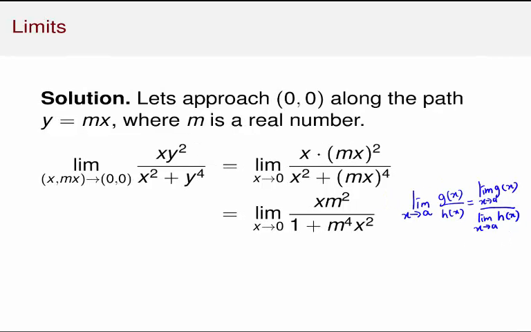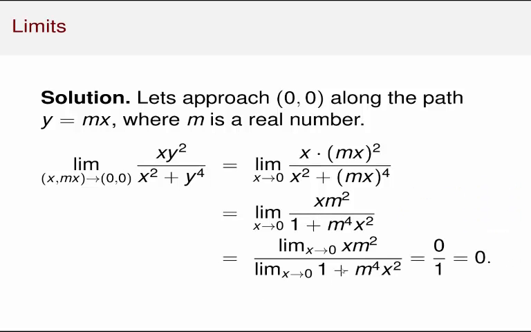Okay, so applying this result in our case, we get the following. We have the limit of x m squared over the limit of the function 1 plus m to the 4 times x squared, both computed for x approaching 0. Now it's not difficult to see that the limit in the numerator is 0 and the one in the denominator is just 1. So finally we have 0 over 1, which gives us the answer 0.